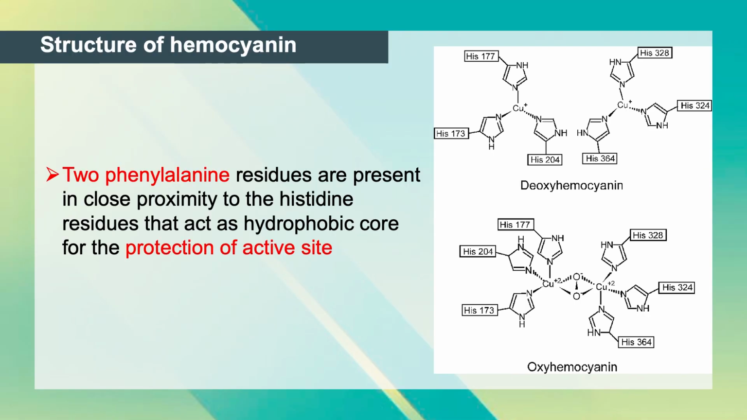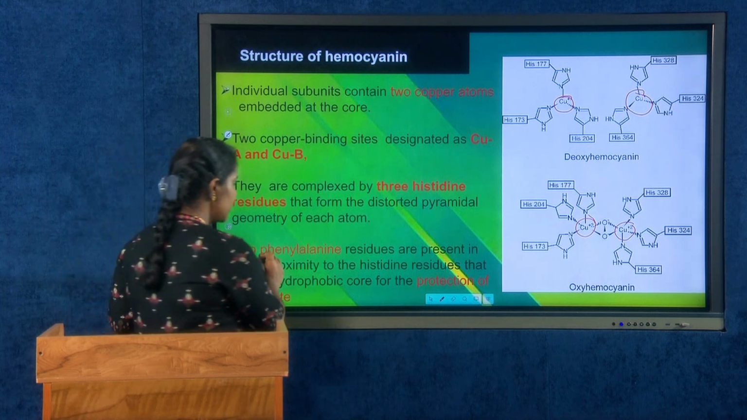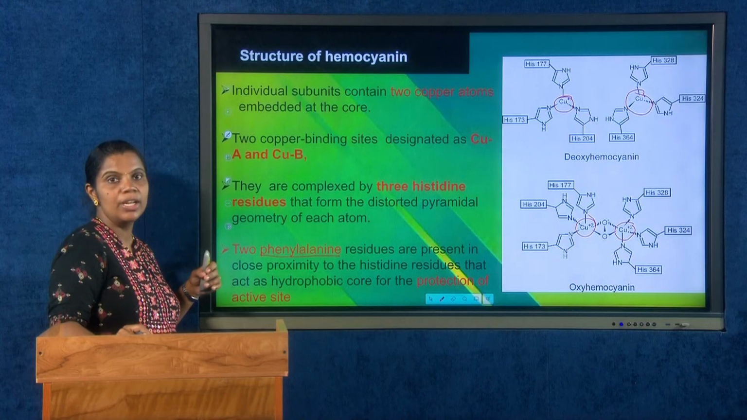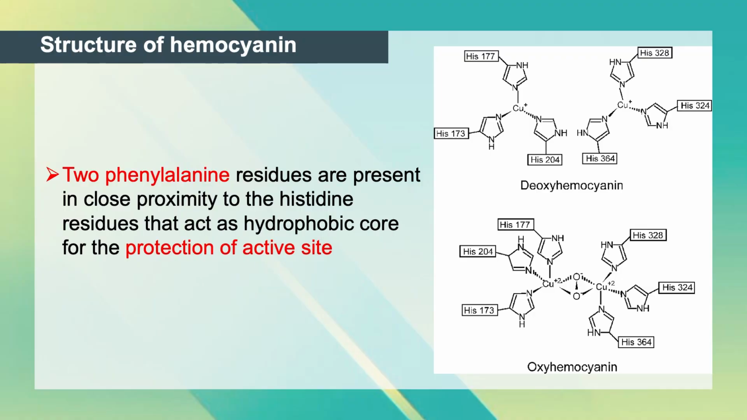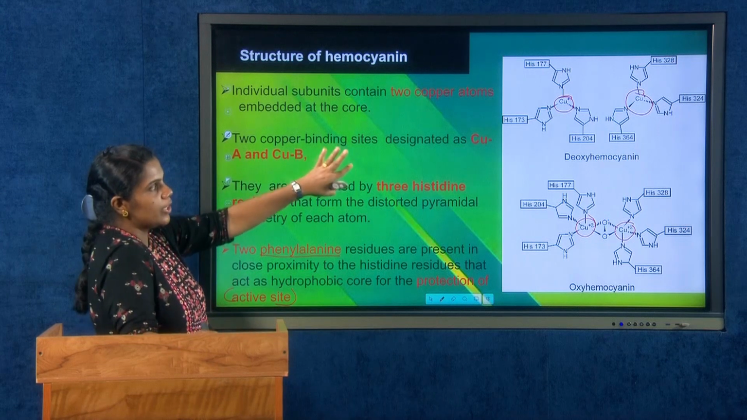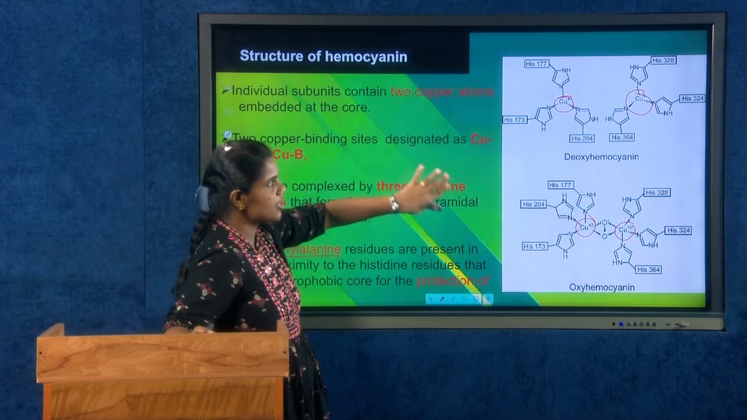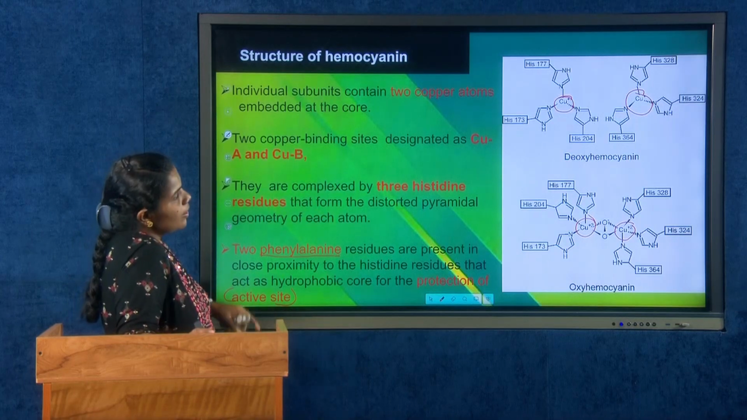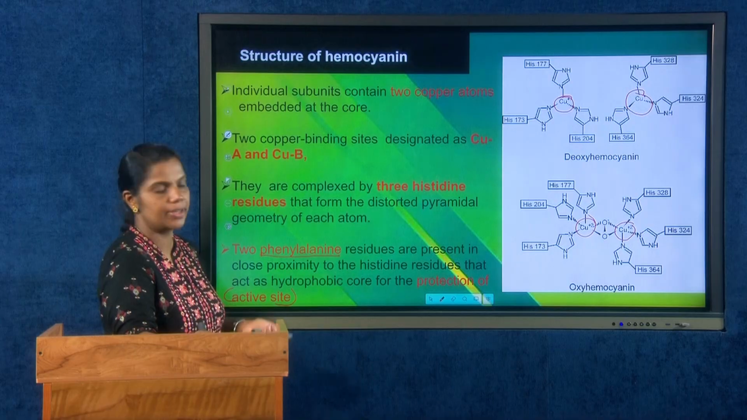In hemocyanin, in addition to the 3 histidine residues, there are also 2 phenylalanine residues present in close proximity. They function as a hydrophobic core and protect the active site. That is, the phenylalanine residues also play an important role in hemocyanin oxygenation by protecting the active site by maintaining a hydrophobic core. So, you can see the structure of hemocyanin here, a binuclear copper center with 3 histidines attached to it in a distorted pyramidal geometry.